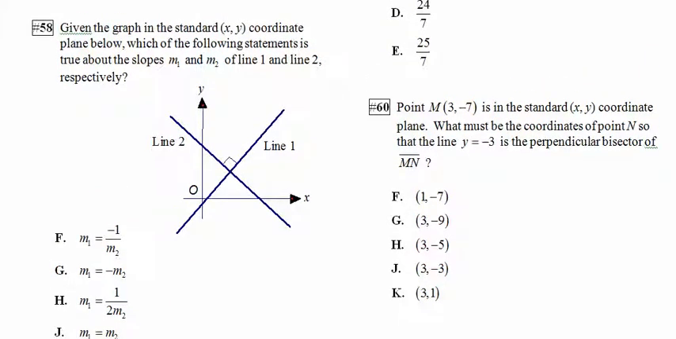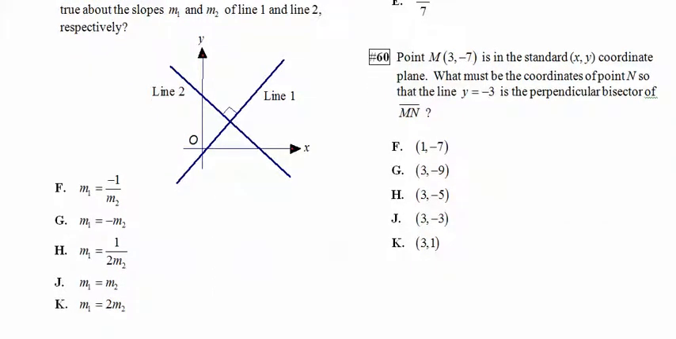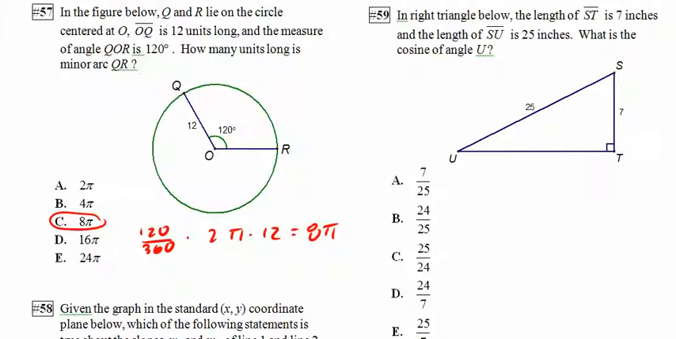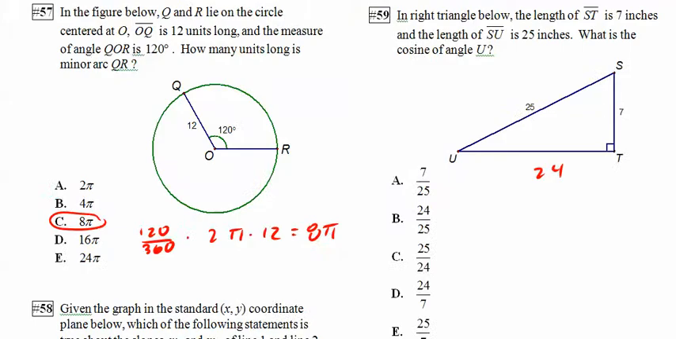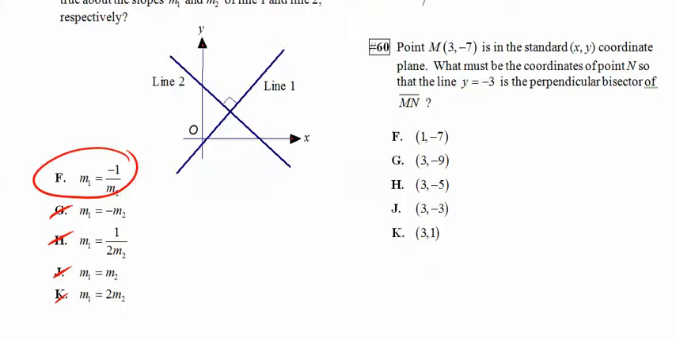Given the graph below, they're perpendicular. What can we say? Well, perpendicular slopes multiply up to negative 1. The only one that does that is this one. I go through all the rest and cross them out. And that's it. Done. So again, a lot of these last problems are not that hard. 7, 24, 25. What is cosine of u? Adjacent over hypotenuse. Done. Look how fast we're blowing through these last problems.